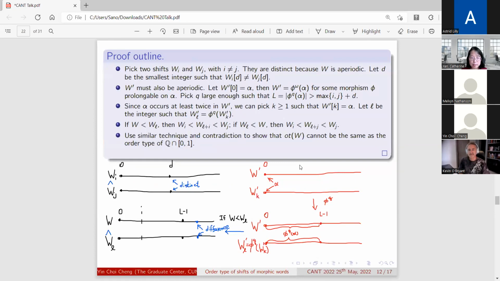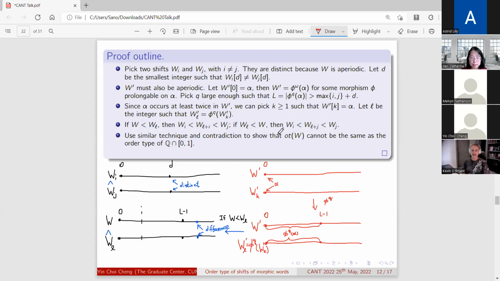So now let's move on to the outline of the proof. The strategy is we want to pick 2 distinct shifts, the I shift and the J shift of W, and find another shift that's right between them. So pick these two arbitrary shifts of W. They must be different because W is aperiodic. And let D be the smallest integer such that the deflector of the I shift is different from the deflector of the J shift. This corresponds to the top left picture of the 4 pictures below.